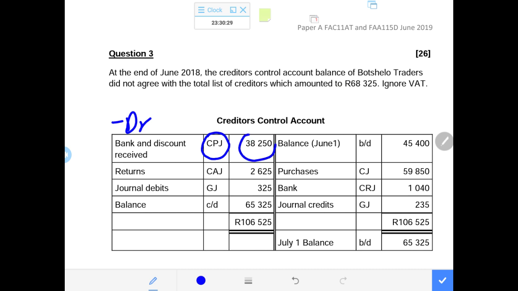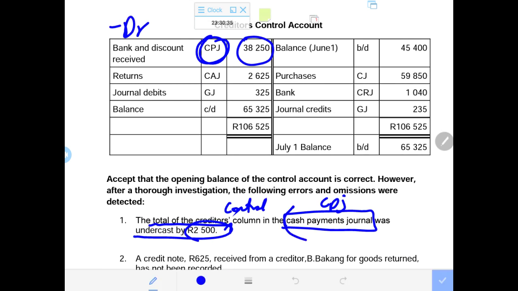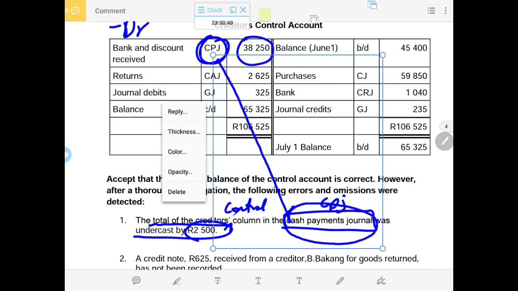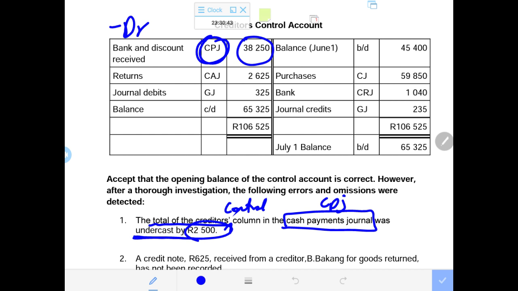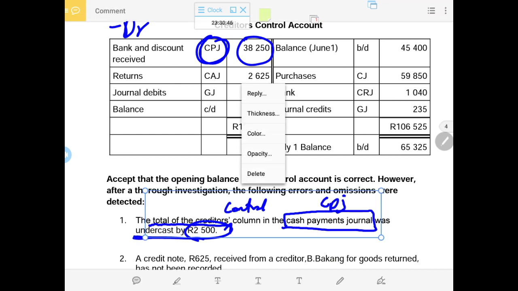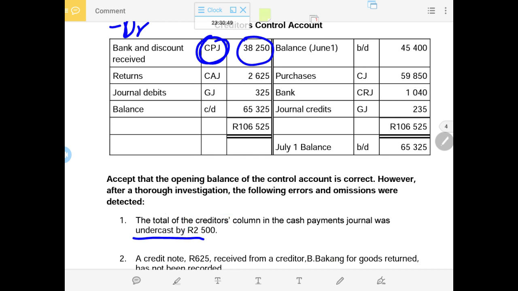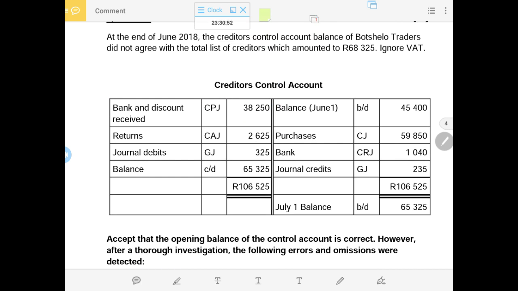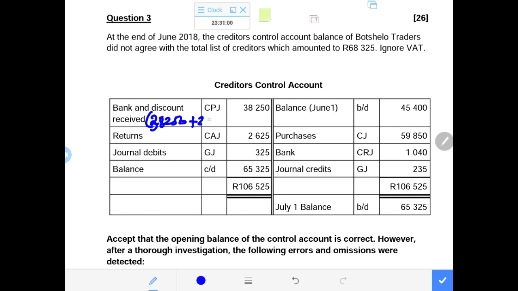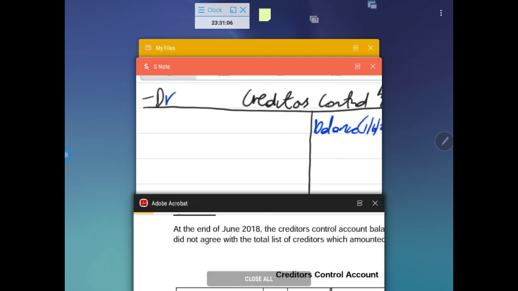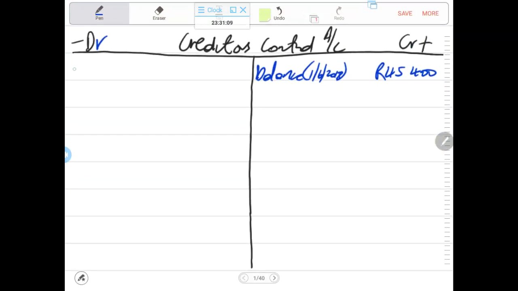So in other words, this amount coming from the cash payment journal, as the transaction has stipulated, is less than what was supposed to be. That's what undercasted means, it's less than what was supposed to be. By how much? By 2,500. So we need to increase that 38,250 by 2,500. How do we do that? We say 38,250 plus 2,500 and the total goes there. So now let's record that in the creditors control ledger account.